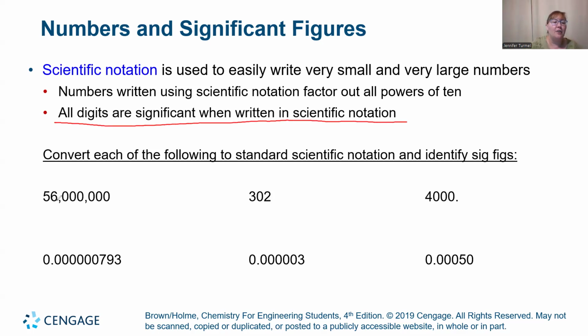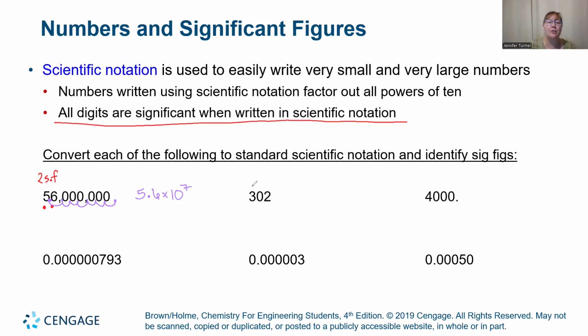First of all, if I look at this first one, 56 million, I have 2 significant figures here. Now I need to put this into scientific notation. So I'll start right here, where the decimal point is, and I'll count 1, 2, 3, 4, 5, 6, 7. That means that in scientific notation, I have 5.6 times 10 to the 7th, because it's greater than 0.